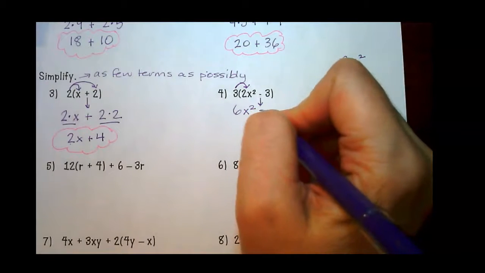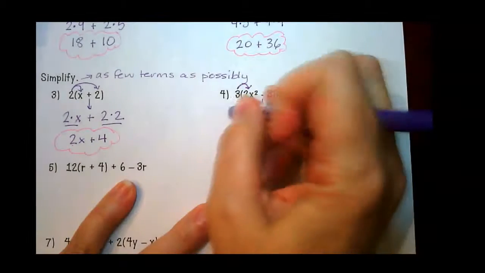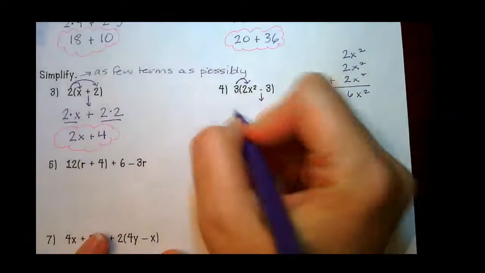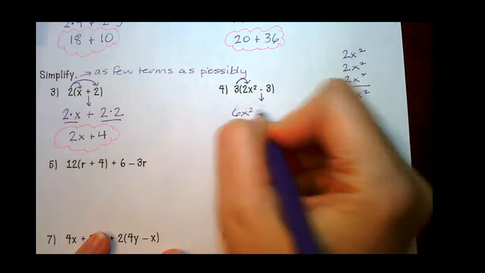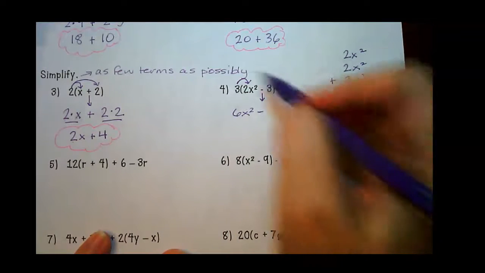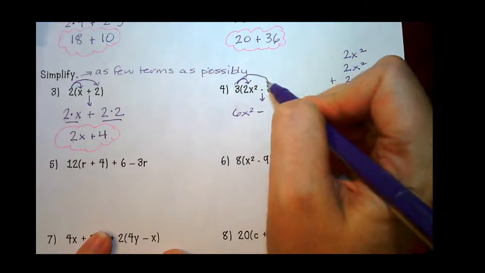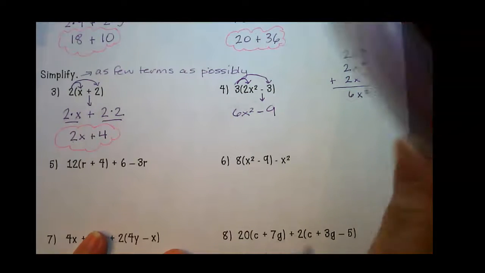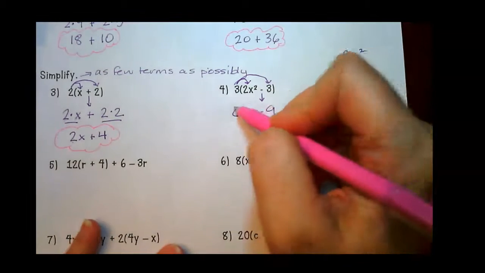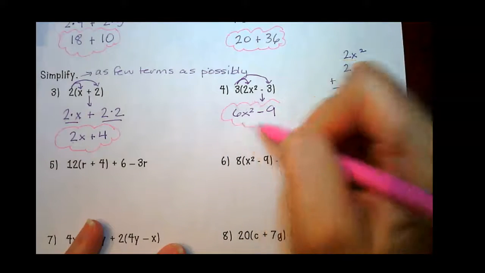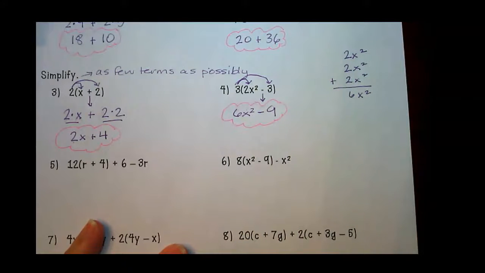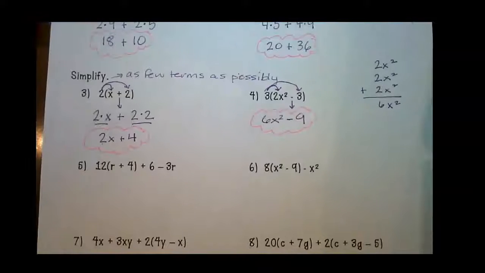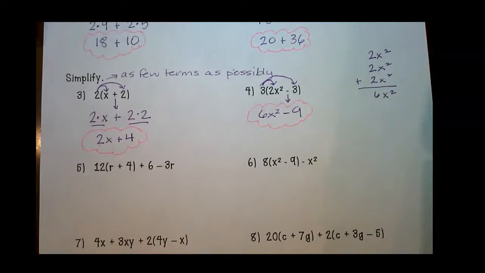Bring down your subtraction. So 6x squared minus this time, and then constant times constant. 3 times 3 is 9. X squares and 9s cannot be subtracted because they're not like terms, so you are finished. All right. Let's try one more together, and then I'm going to let you try by yourself.